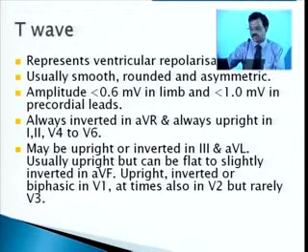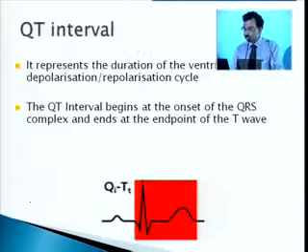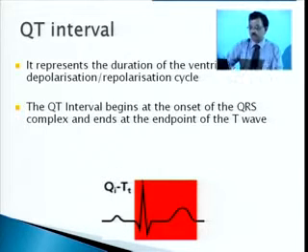It is smooth, rounded and asymmetric, and it is always inverted in AVR and always upright in V4 to V6. It may be upright or inverted in lead 3 and AVL. The QT interval is very important. It represents the ventricular depolarization as well as repolarization cycle. That combination is the QT interval, and it begins at the onset of the QRS and ends at the end of the T wave.